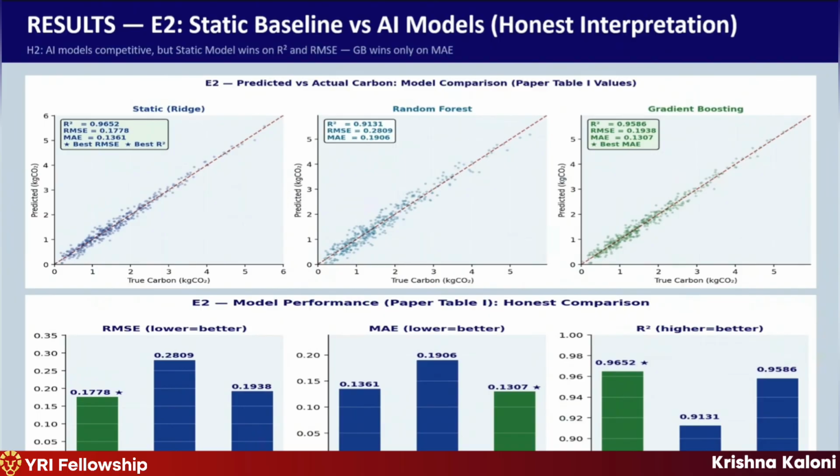The reason is straightforward, because carbon is generated from a known additive formula. A linear model with the right features fits it well. Tree-based models are not discovering a known structure. They're approximating a formula that Ridge can already capture.